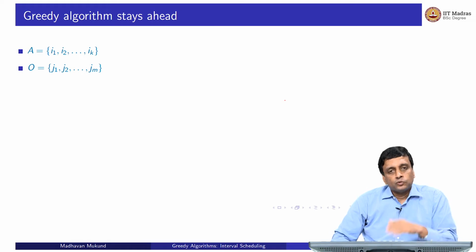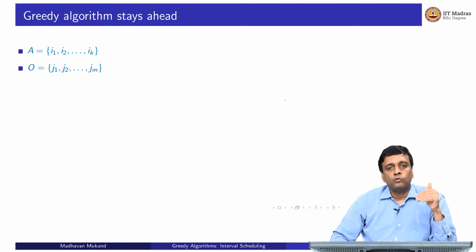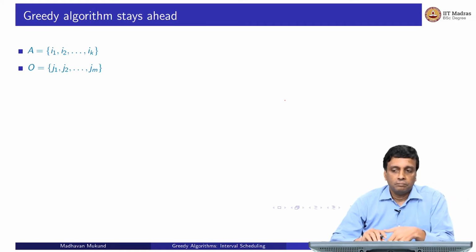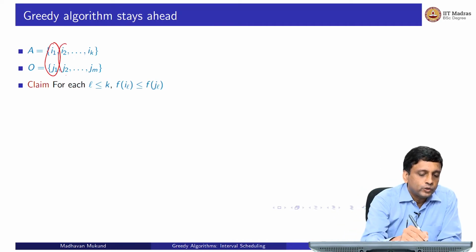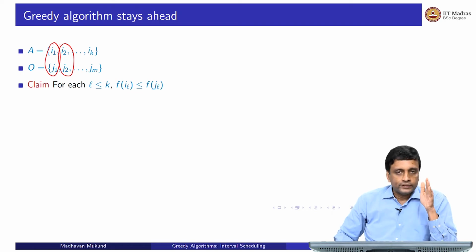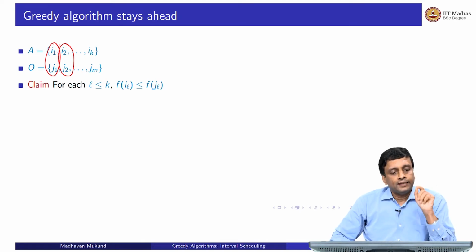So the way we will show this is to use this sequence to argue that at every point in the sequence, in time, the solution produced by A is ahead of the solution produced by O in time, right? So what I mean by that is that if I look at I1 and J1, and if I look at I2 and J2, for each job in the sequence, if I look at the Lth job, then the Lth job in my set, in the A set, finishes earlier than, equal to or earlier than, the Lth job in the O set, right? So f of IL should be less than or equal to, remember f is the finish time, f of JL. The finish time of the Lth job in the accepted set is less than or equal to the finish time of the Lth job in the so-called optimal set.